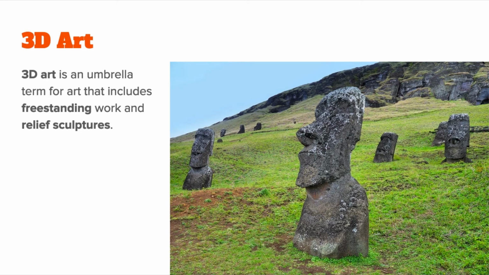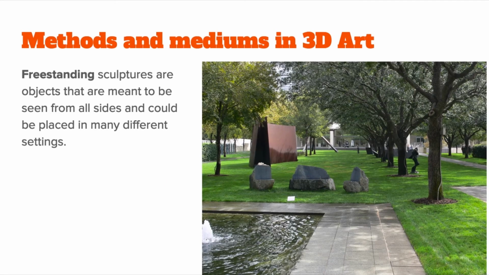we're going to look at 3D art. Now, 3D art is an umbrella term that includes freestanding work and relief sculptures. 3D art has 3 dimensions. It's not just a flat surface, but rather an object that has form. And we define it in 2 separate classes, and the textbook defines it in 2 separate ways.